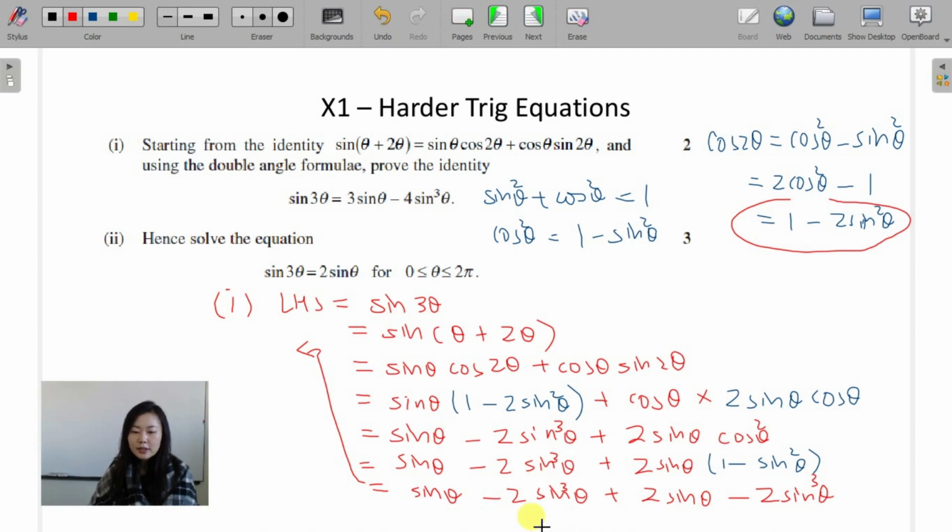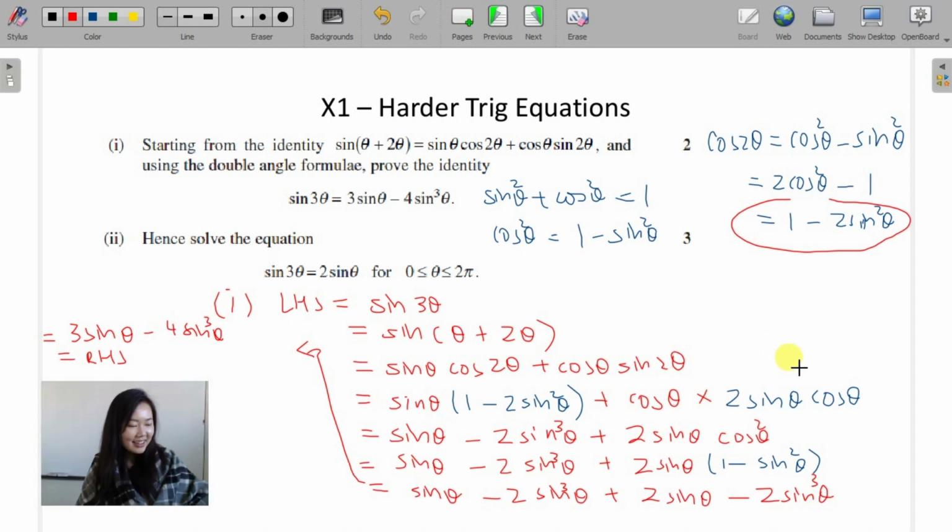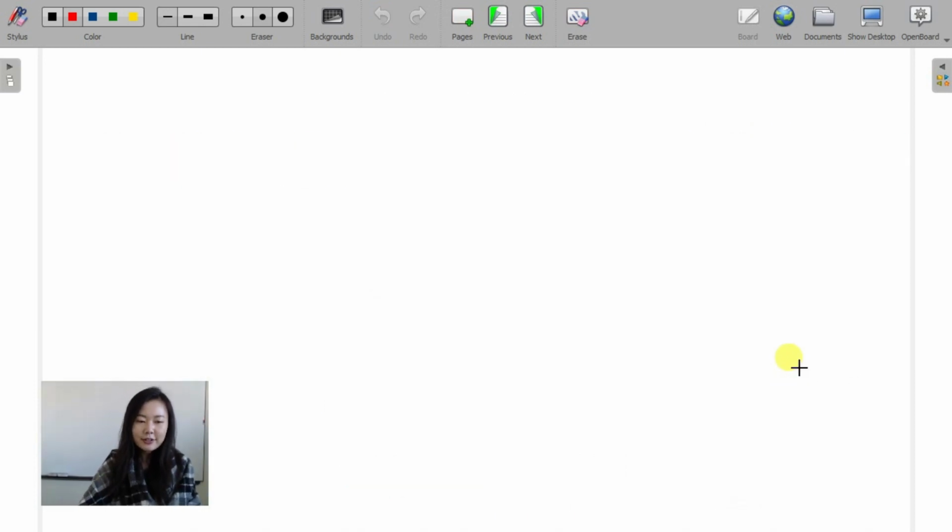Now you just collect the like terms. Sine theta plus 2 sine theta is 3 sine theta. And minus 2 sine cubed theta minus another 2 sine cubed theta is minus 4 sine cubed theta. That's it. Piece of cake, right?